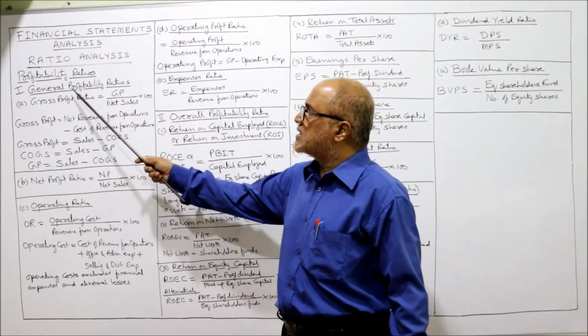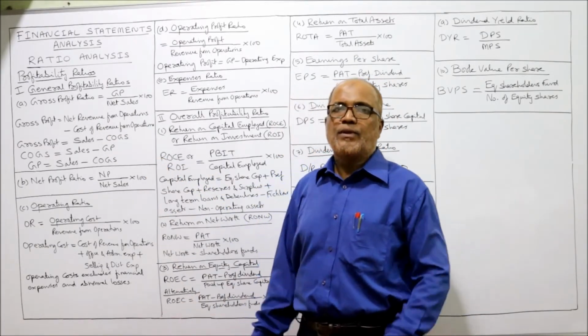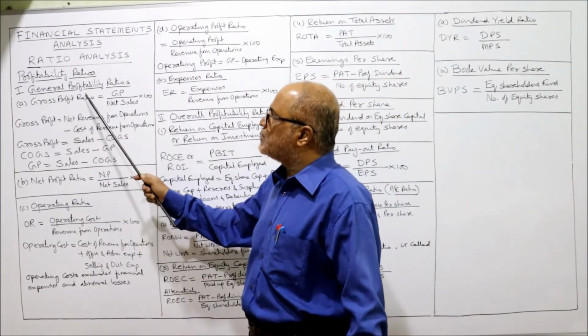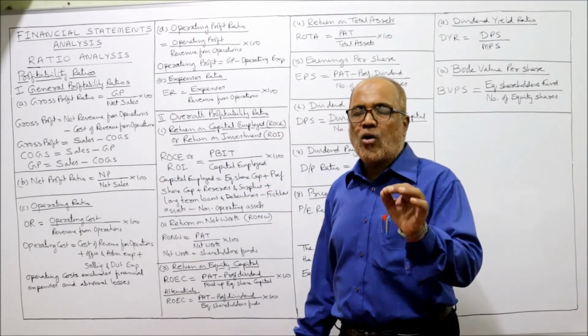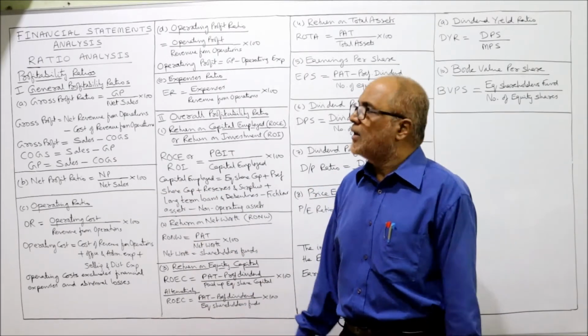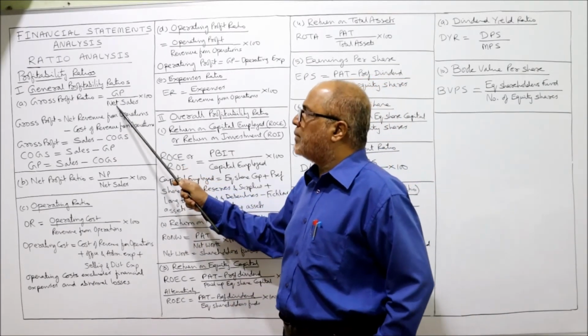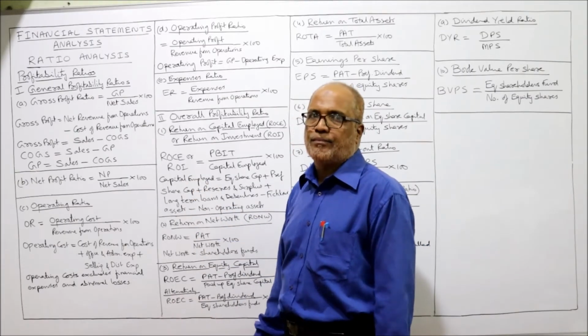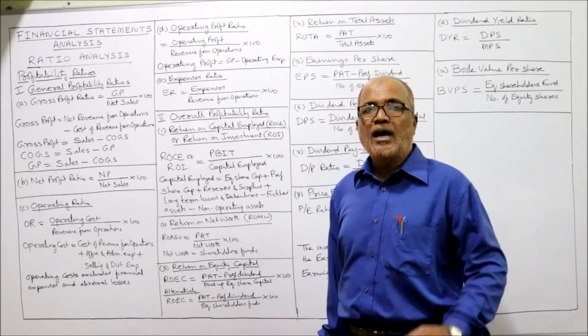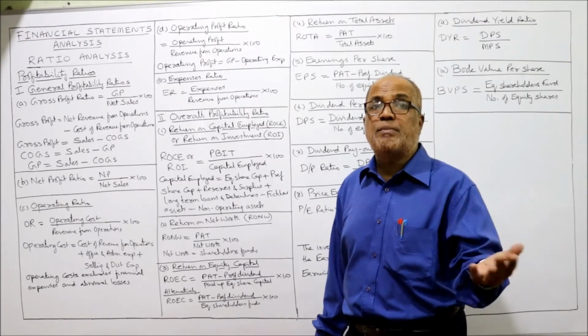So first of all, we'll discuss general profitability ratios. The 5 general profitability ratios are there. First one, gross profit ratio. The very commonly used profitability ratio is gross profit ratio. The formula is gross profit by net sales into 100. A higher gross profit ratio is better.